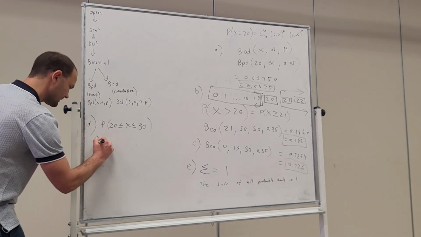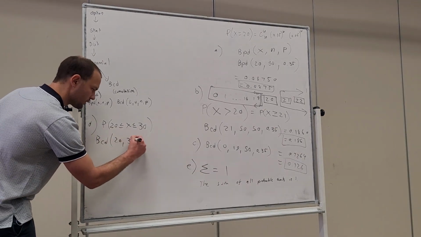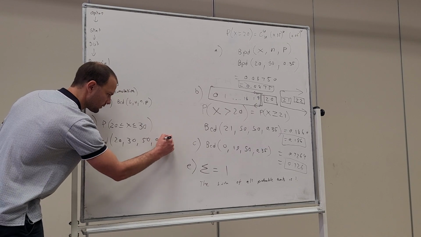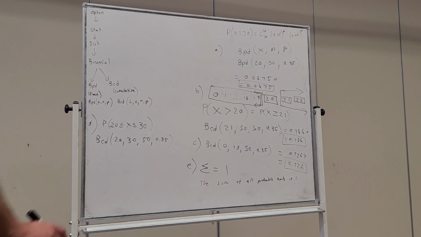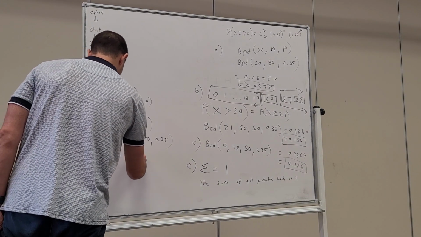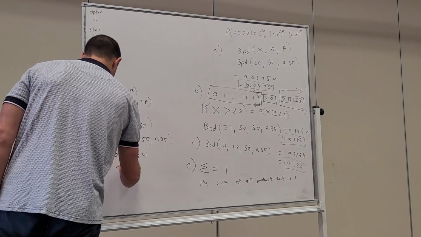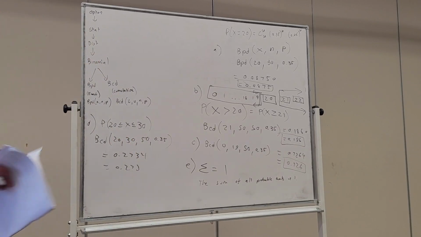So we've got B, C, D, 20 apples to 30 apples out of 50 apples, 0.35. Very good. 0.2734, which is 0.273. Excellent. Okay, so let's do a few questions.